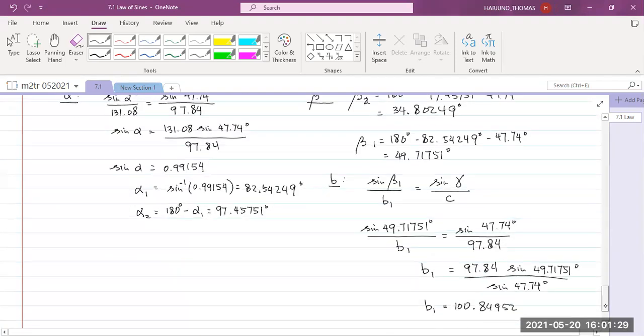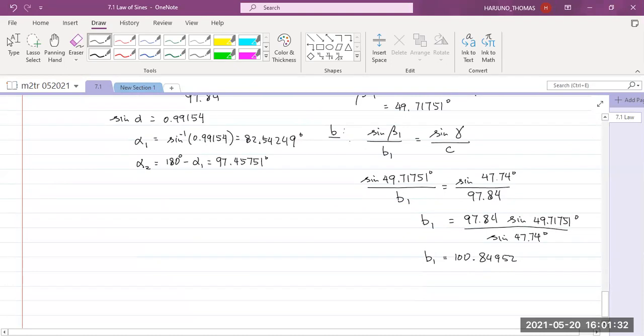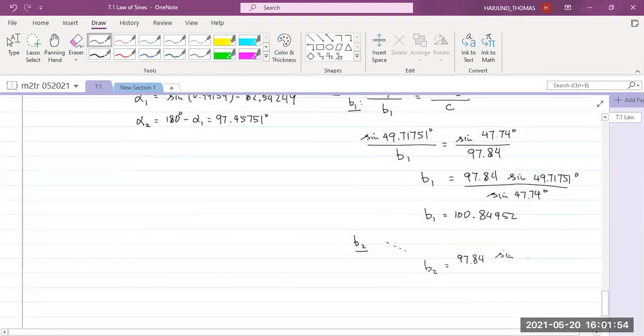And side B2, B2 equals 97.84 sine the second angle, what's that? 34 something, over sine 47.74 degrees.